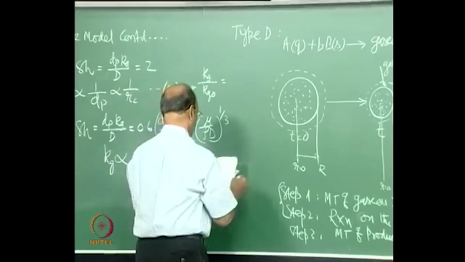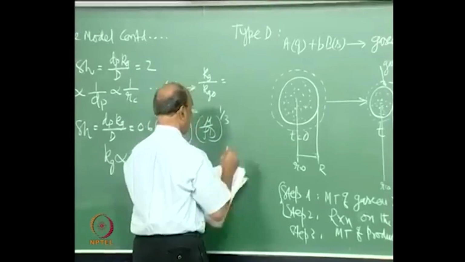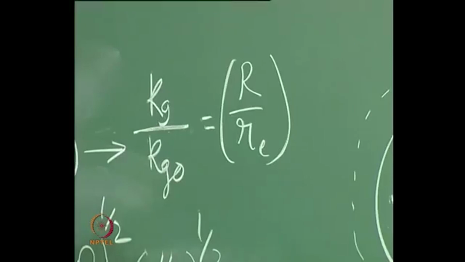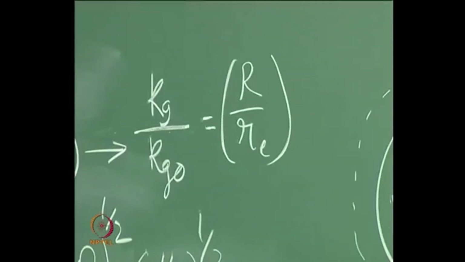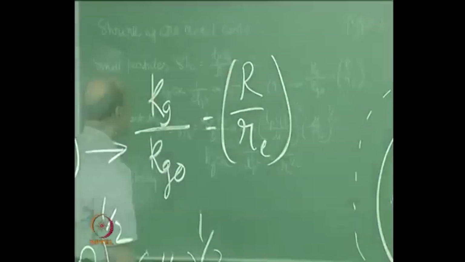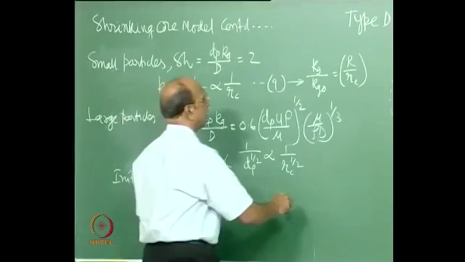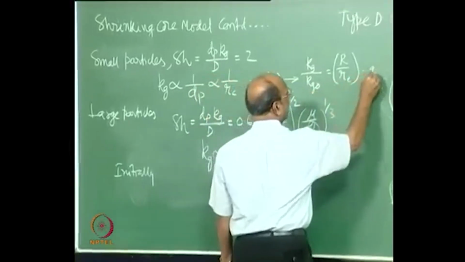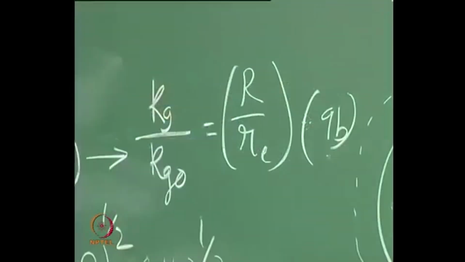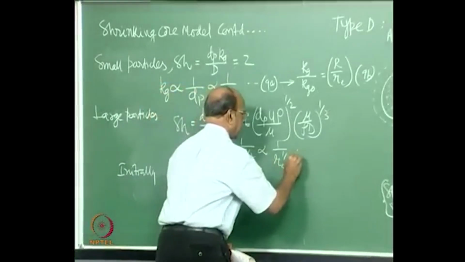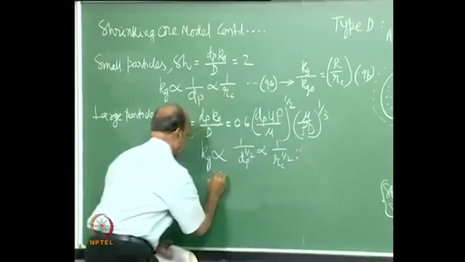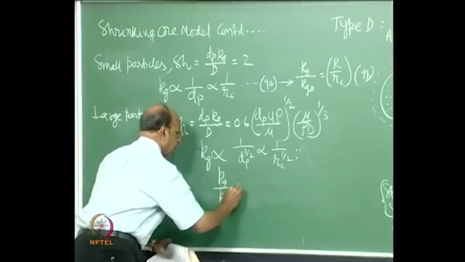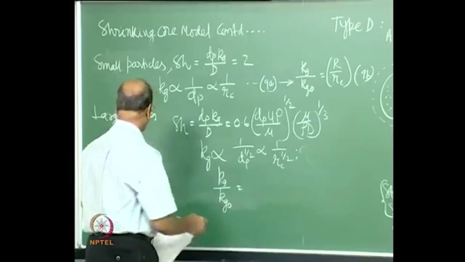So, you will have here r by rc to the power of 1, right, initially. And similarly here, so this is of course also equation 9a, 9b I will write here. Here also I can write the same thing, kg by kg naught equal to, for large particles.